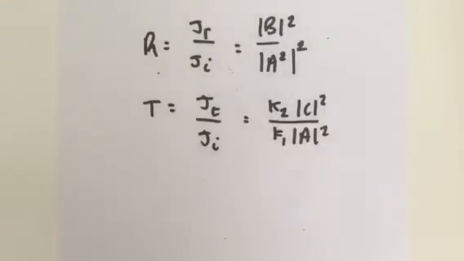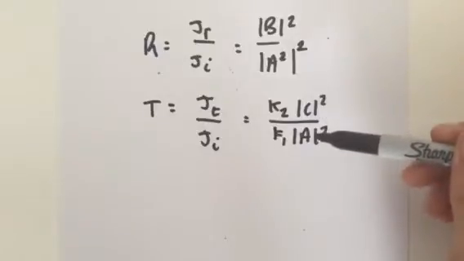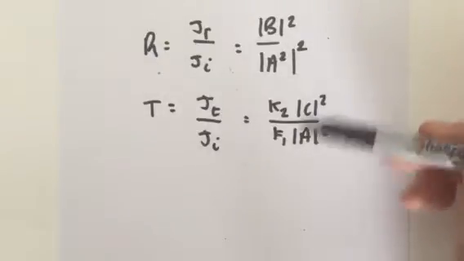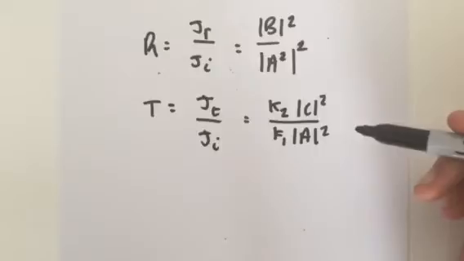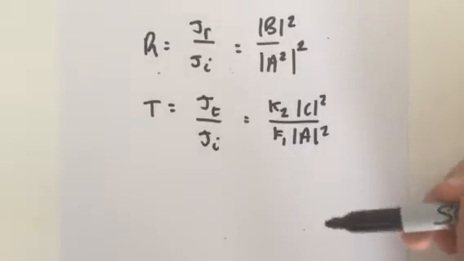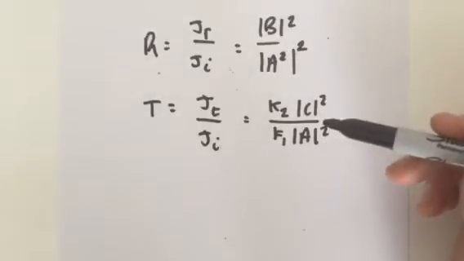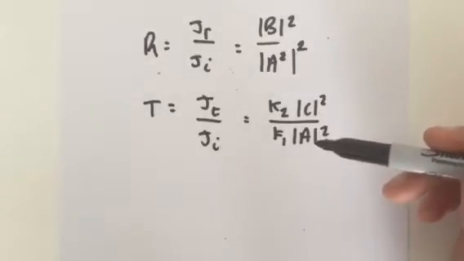Hello. So in the last video we calculated the reflection and transmission coefficients using the definition of current density. Today we're going to try and find A, B and C, which are of course constants. So how do you figure out the constants?